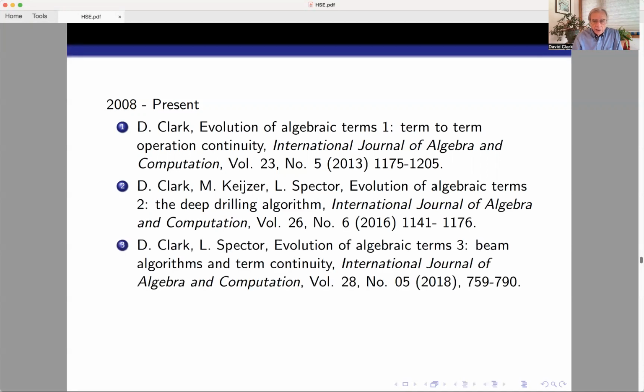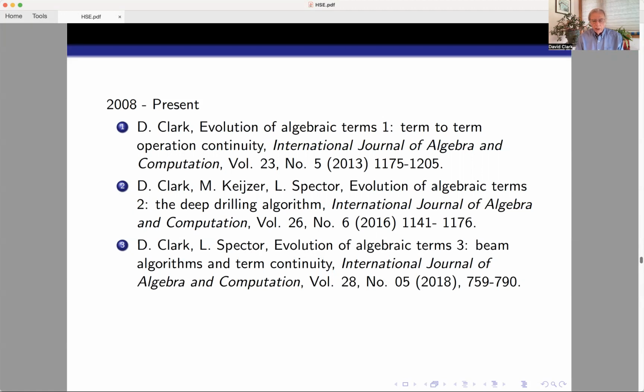The third project was published in 2018, again in the International Journal of Algebra and Computation. And this I did with Lee. And it was here that we focused on sexual reproduction and looking at algorithms that use sexual reproduction and how that might work. And so this was a theoretical paper.